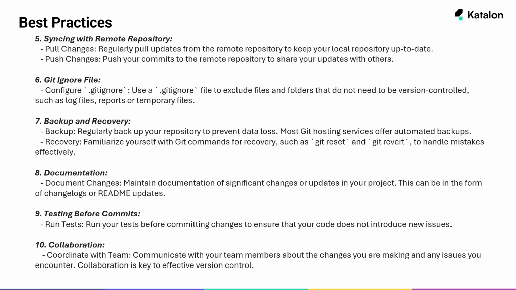And then testing before commits. So you need to run your tests before committing any changes to ensure that your code does not introduce any new issues. And then collaboration. You need to coordinate with team. Communicate with your team members about the changes you are making and any issues you encounter. So collaboration is key to effective version controlling.